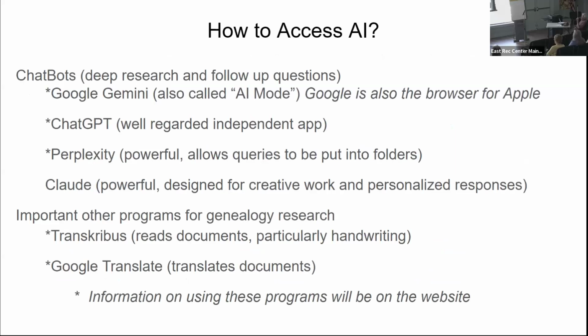So there are four major chatbots. Google Gemini, which is also the AI mode, ChatGPT, which is a pretty well-regarded independent app, Perplexity, which is very powerful, and it allows you to organize your queries into folders, and Claude, which wipes out the others. It's much more powerful, but it's really designed for creative work. And then Transcribus and Google Translate. The ones that are asterisked, if you go on the website now, you will find there's a page about how do you get onto these and use them.